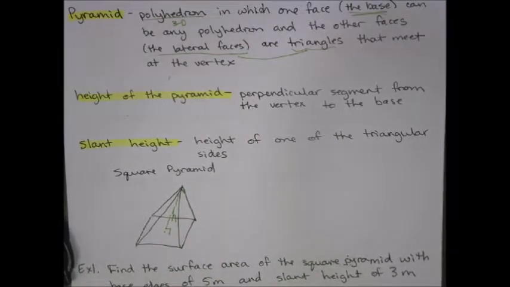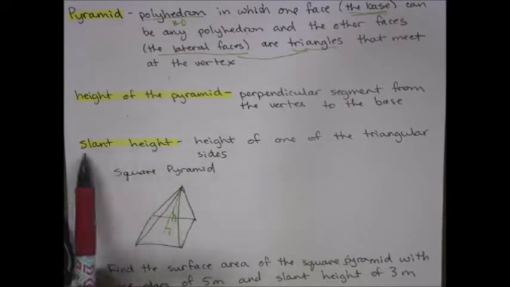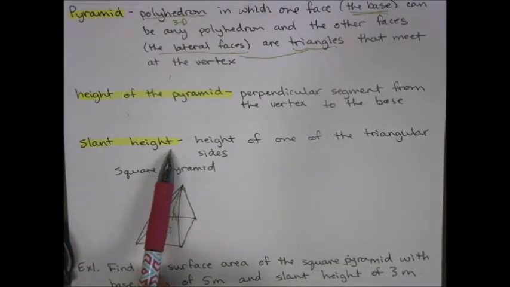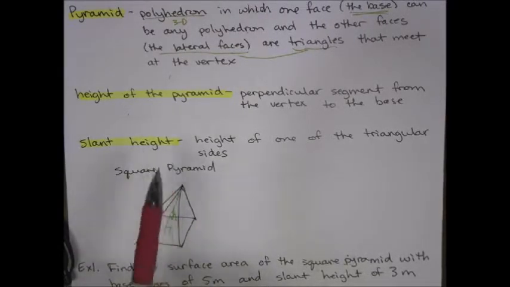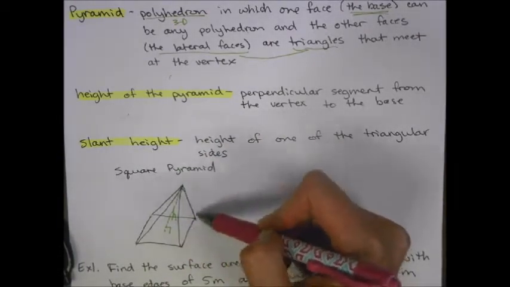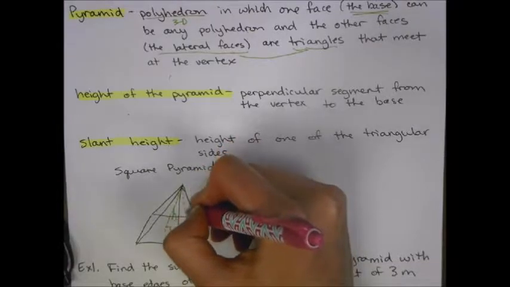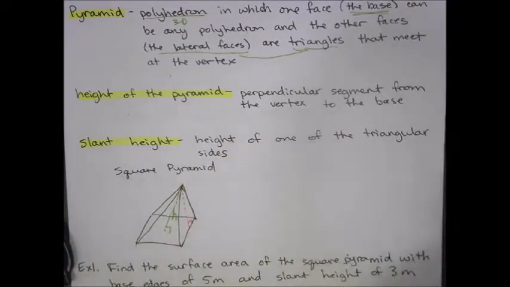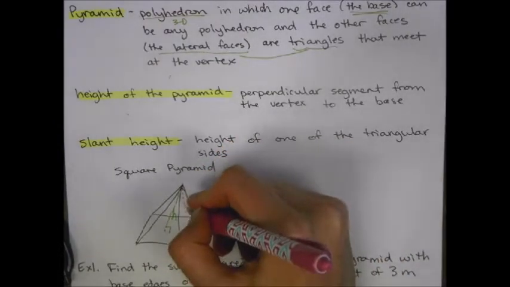On pyramids and also on cones, we have this thing called the slant height. And the slant height is the height of one of the triangular sides. So here's a triangular side, and that is the height of it. And we use L for the slant height.